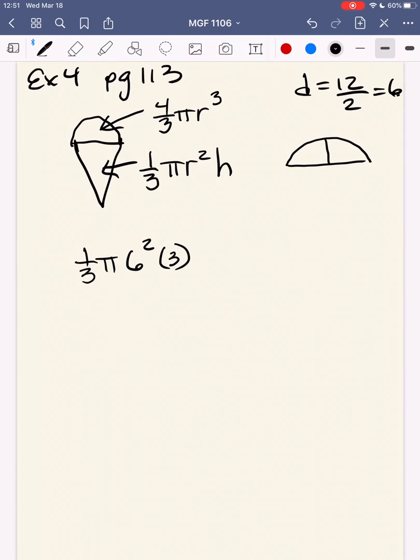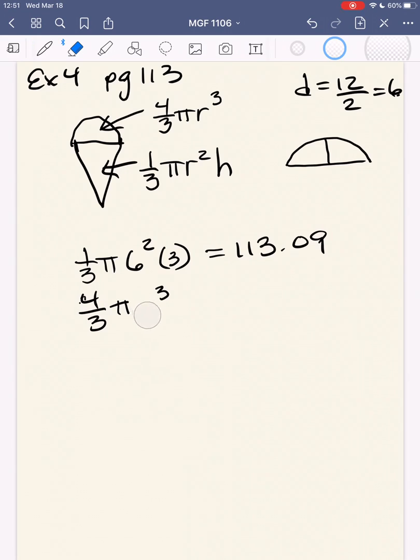Okay, so the height of this is going to be half of it. All right, we're going to go ahead and multiply that out, and I get 113.09, and I'm just going to leave it there. Now I have 4/3 pi r cubed. Okay, so that's 4/3 times, and my radius in this case is still 6.